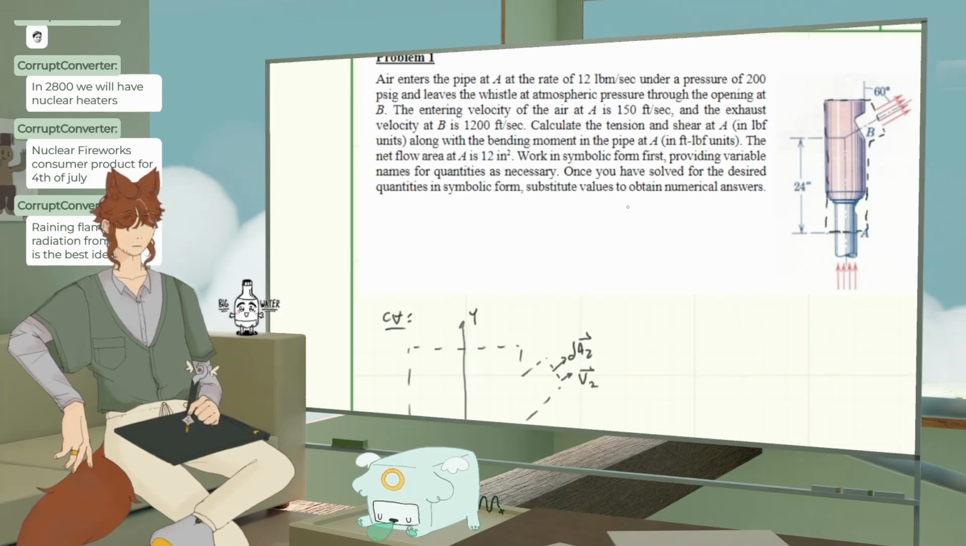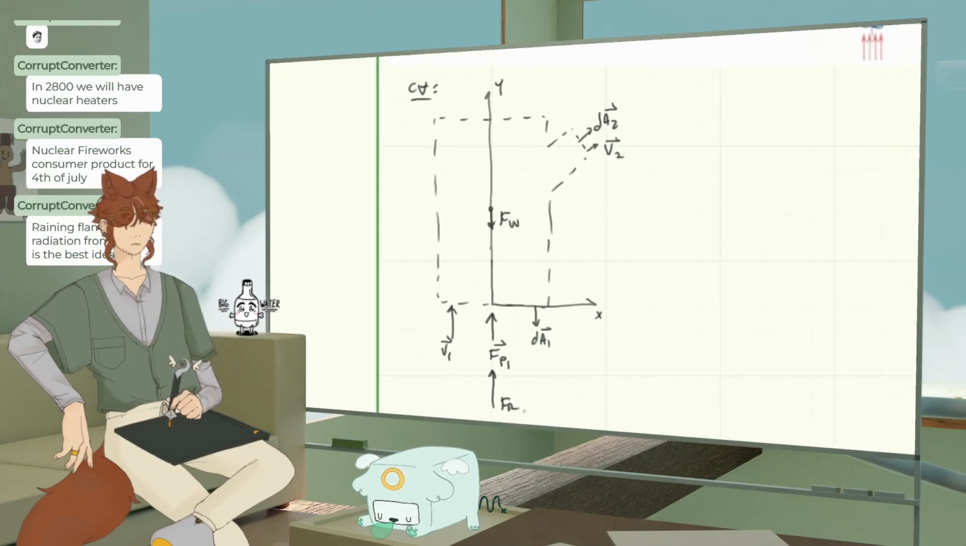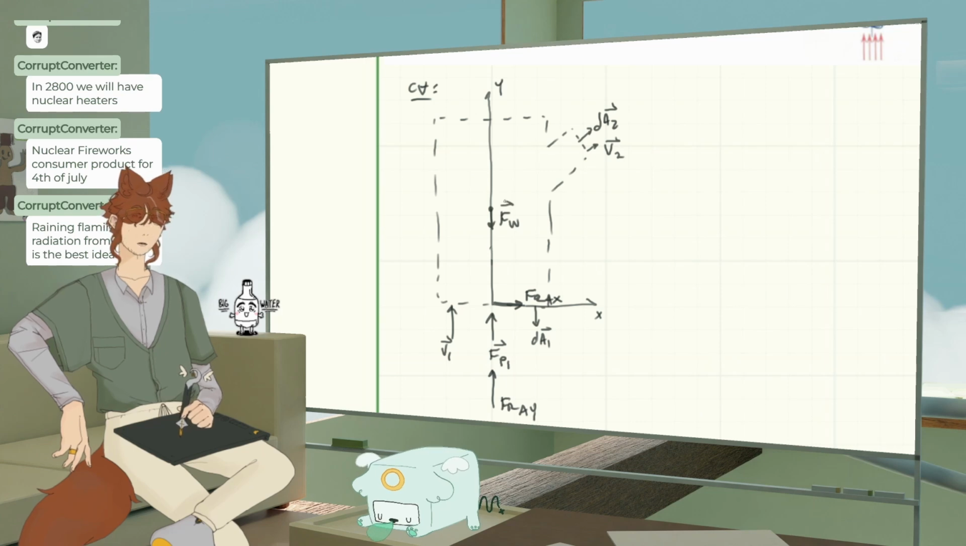Okay, fluid pressure, fluid shear, and then reaction forces. So we do have some reaction forces here. We cut through stuff: F_RAY and F_RAX. It's a little hard to see there. We'll do that, F_RAX. Put vector hats on them. One sec. Okay.